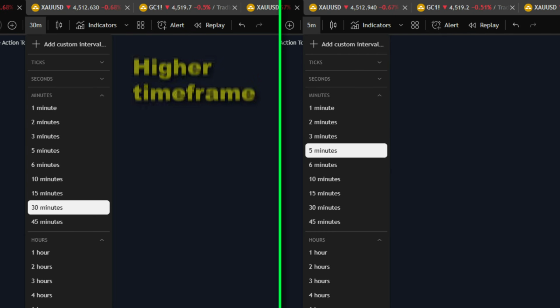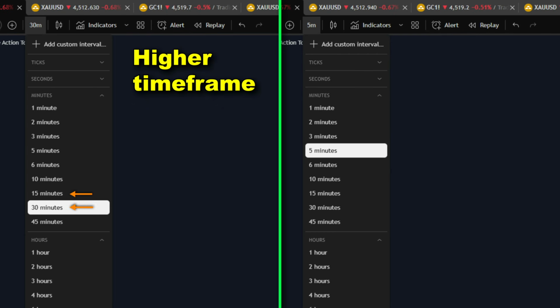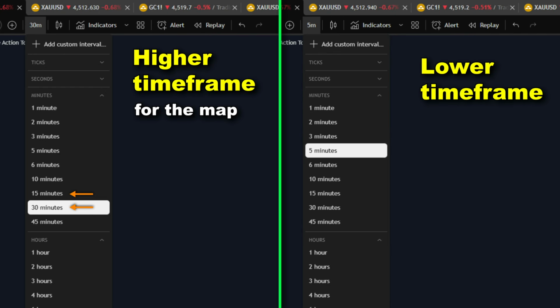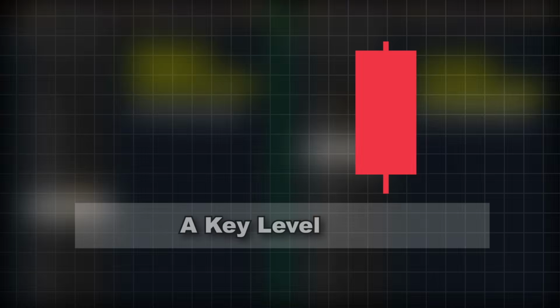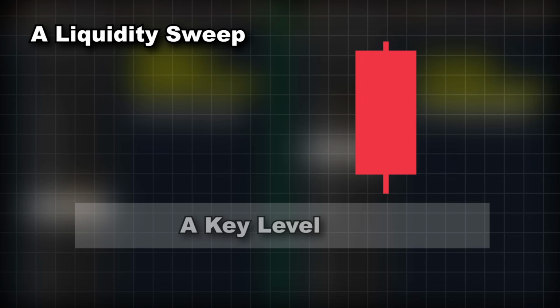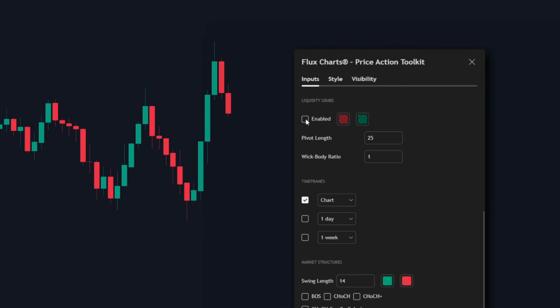Now we put it all together on a real trade. It runs on 2 time frames. Higher time frame, 30 minutes or 15 minutes for the map. Lower time frame, 5 minutes or 1 minute for execution. The first thing you're hunting is a liquidity sweep, a move that takes out a key level and then rejects sharply. In Flux Charts, open the indicator settings and enable the liquidity grab option.